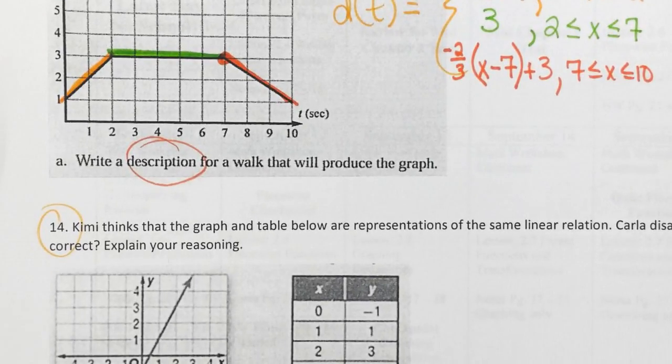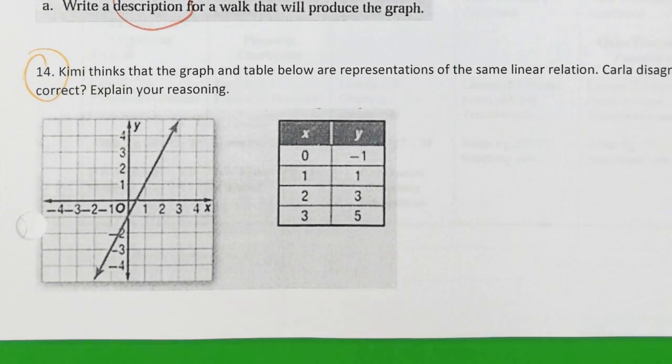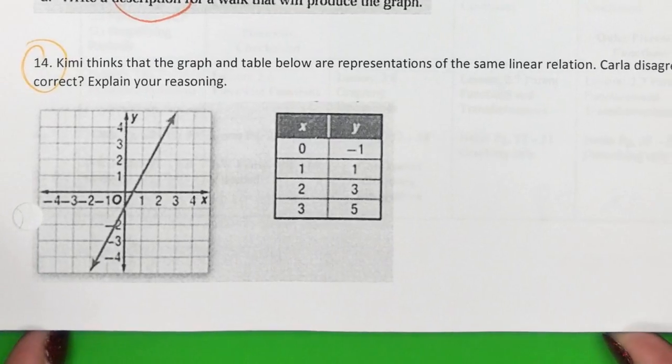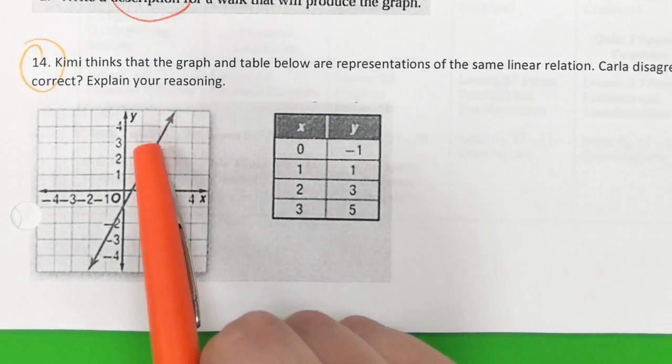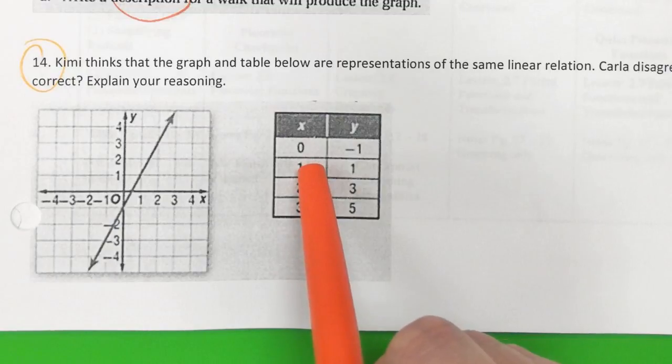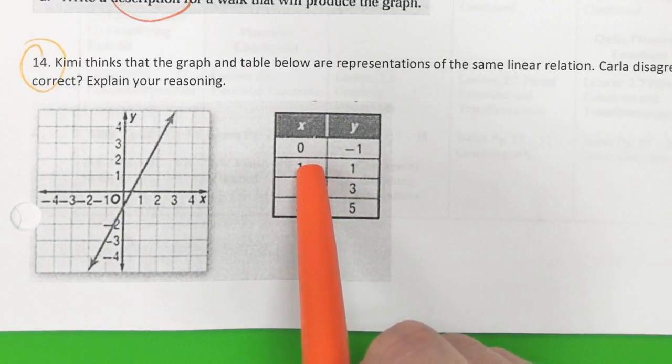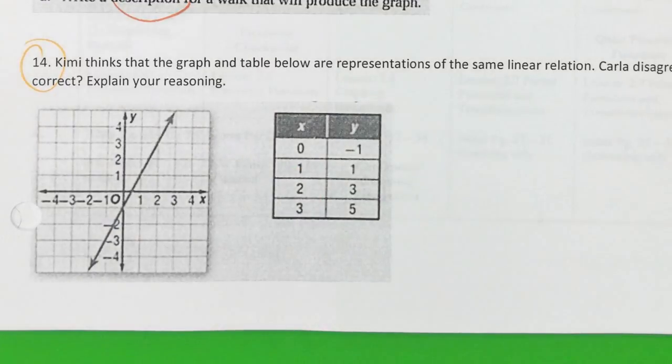All right, last one, number 14. So you got this girl named Kimmy, and you got this girl named Carla, right? And Kimmy says that this graph and these points are the same line. But Carla says, girl, you wrong. That's not the same thing. So, who's right? Carla? Kimmy? How could we prove which one's right?